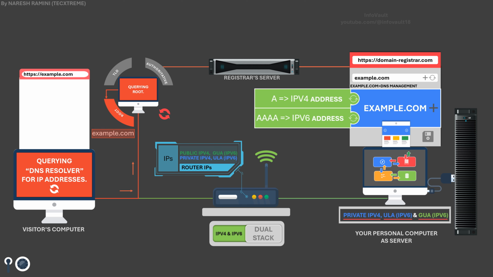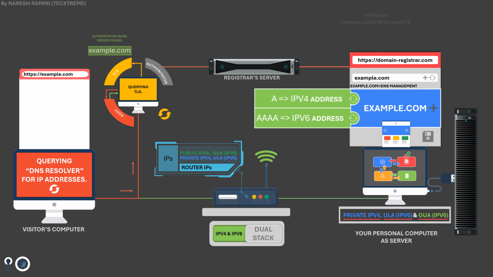The root name server scans the entire domain name to identify its extension. Based on the domain name's extension, the root name server provides the DNS resolver with the IP address of the appropriate TLD name server. The DNS resolver then queries the TLD name server suggested by the root name server.